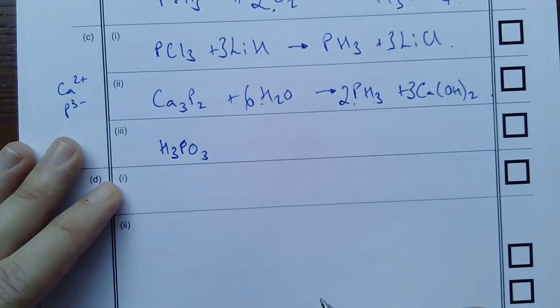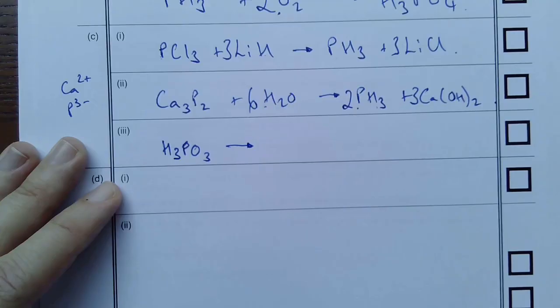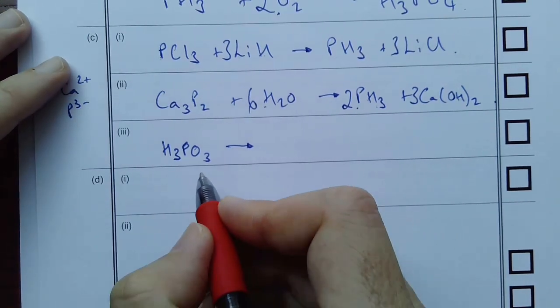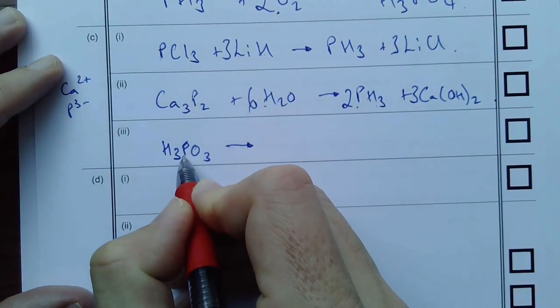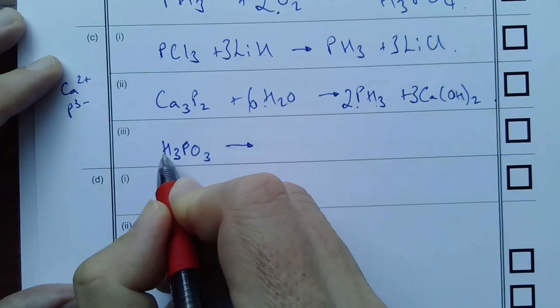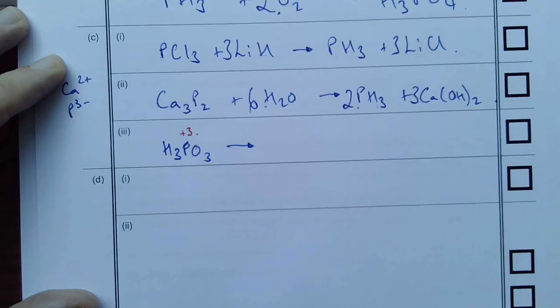H3PO3. Now it's high temperature, so it's going to be a decomposition, and it's disproportionation, which means that the oxidation state in one of the products will be higher, and in one it will be lower than the starting material. So the phosphorus here is, well, this is -6, this is +3, so here I'm +3.